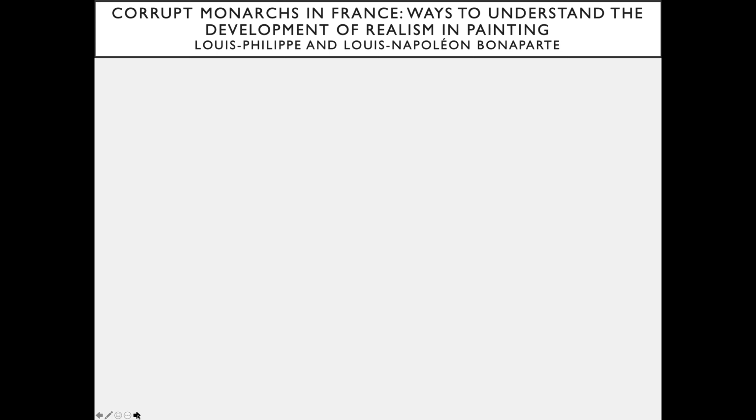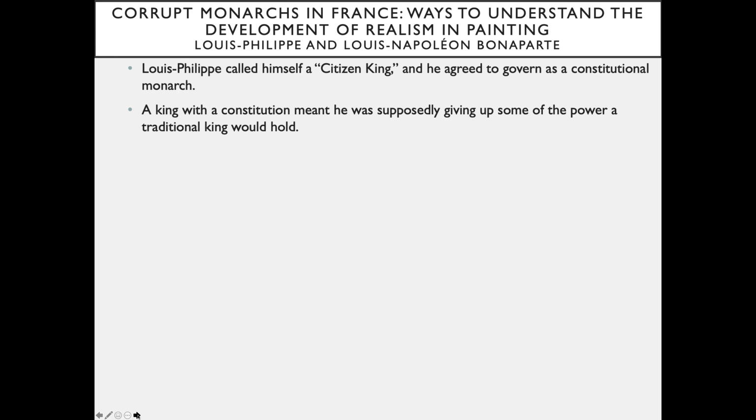Corrupt monarchs in France, and this is a way to understand the development of realism in painting. So thinking about Louis Philippe and Louis Napoleon Bonaparte. Louis Philippe called himself a citizen king, and he agreed to govern as a constitutional monarch. A king with a constitution meant he was supposedly giving up some of the power a traditional king would hold.